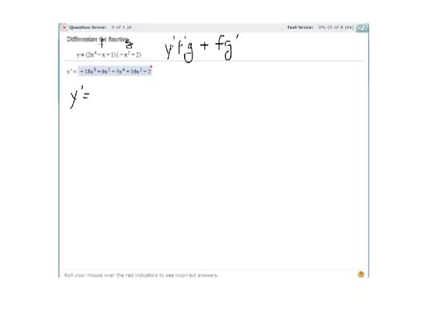So in this case, y prime is the derivative of the first one, so 2x to the fourth would be 2 times 4x cubed, so that would be 8x cubed, minus the derivative of x, which is 1, plus the derivative of 1, which is 0. So I'm done there. And then we leave g alone, it just gets recopied.